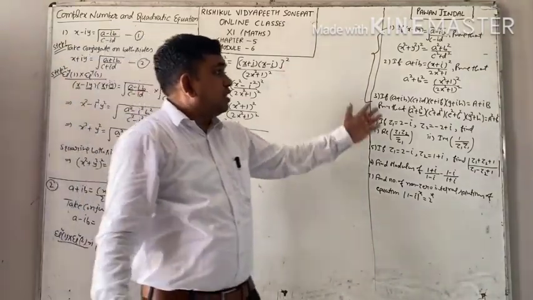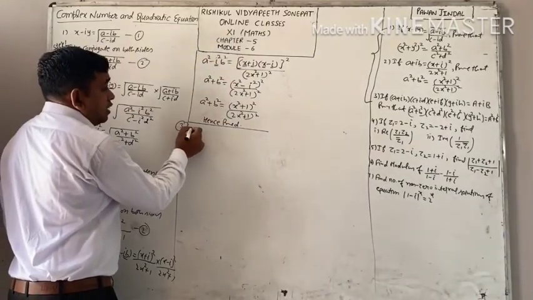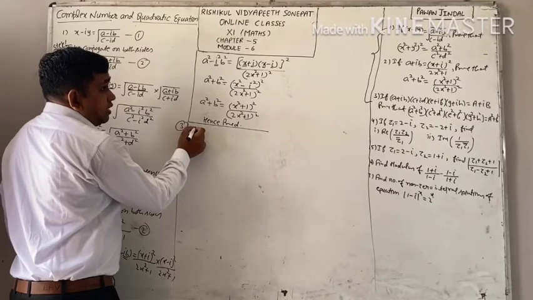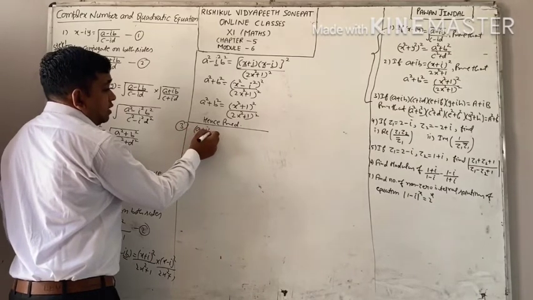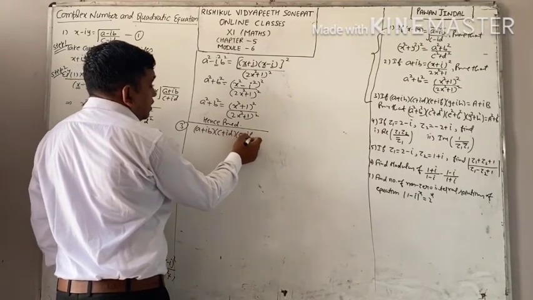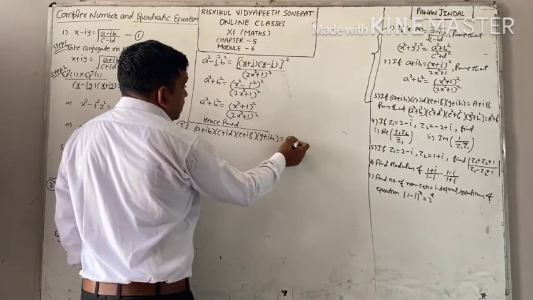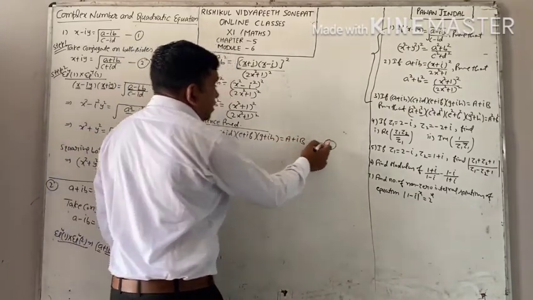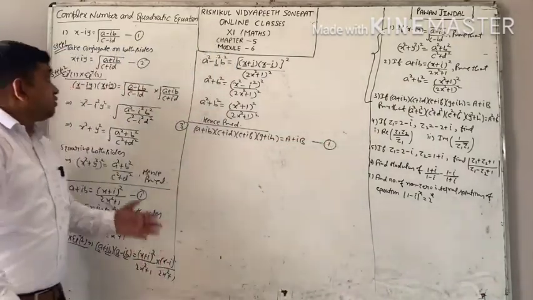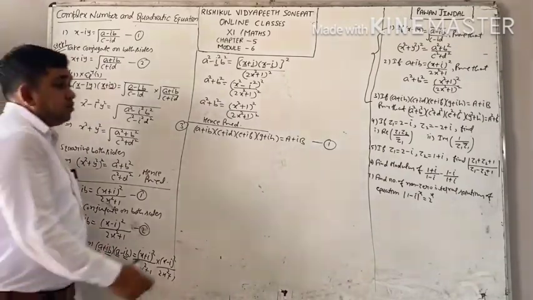Question number 3. The method is the same. Question number 3 is: given that (a plus iota b) into (c plus iota d) into (e plus iota f) into (g plus iota h) is equal to a plus iota b. Here you will apply the similar two steps. First step, taking conjugate on both sides. Second step, multiplying both equations.